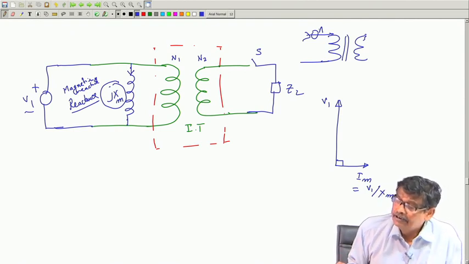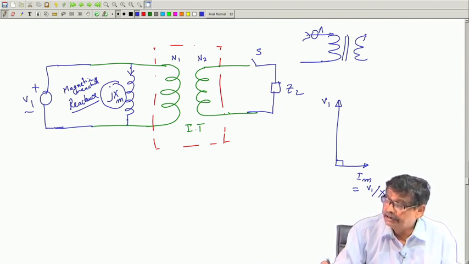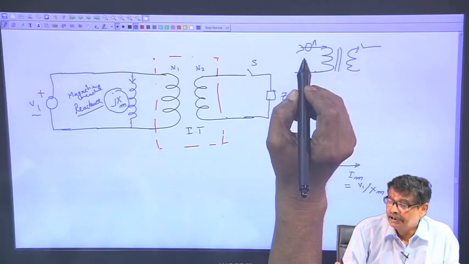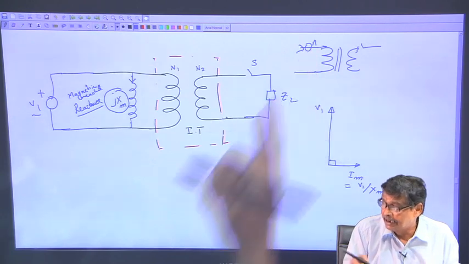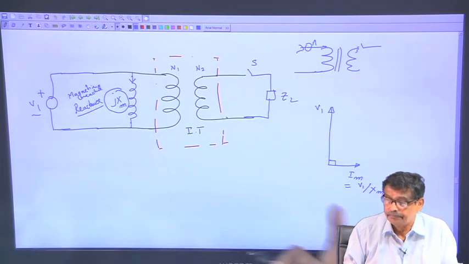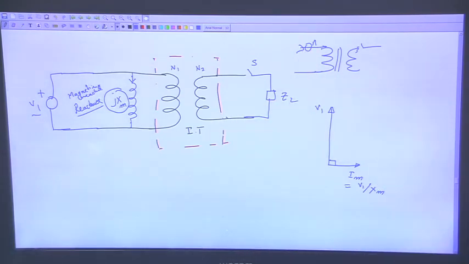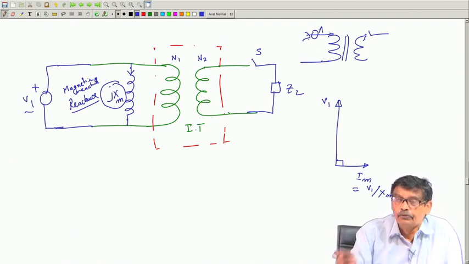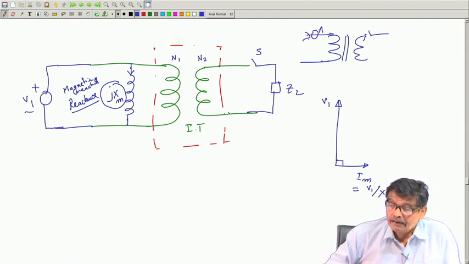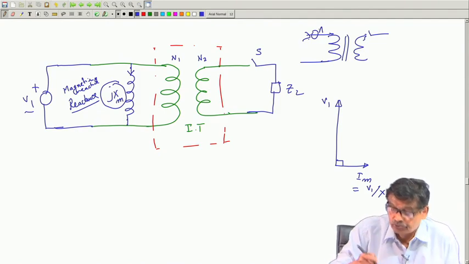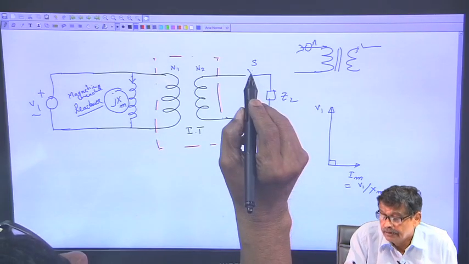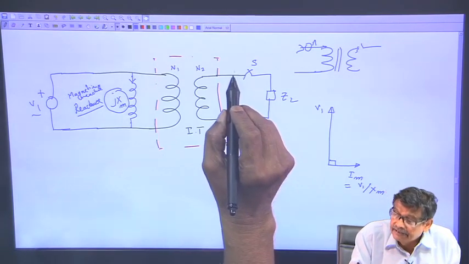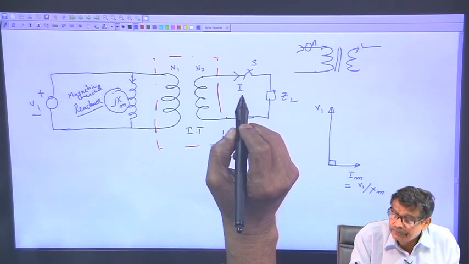Therefore, how do I find that out? With S opened in a practical transformer, measure Im; V1 by Im gives you the value of Xm. I write it like this, with S opened. With S closed, listen carefully. Suppose I have closed S, and this current is I2.